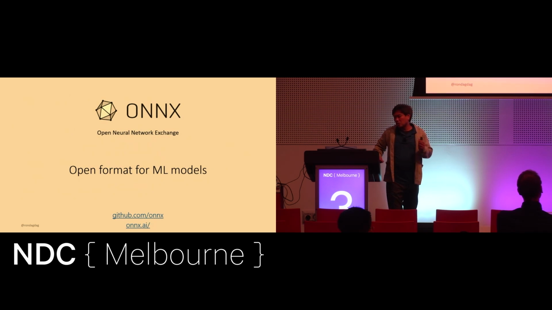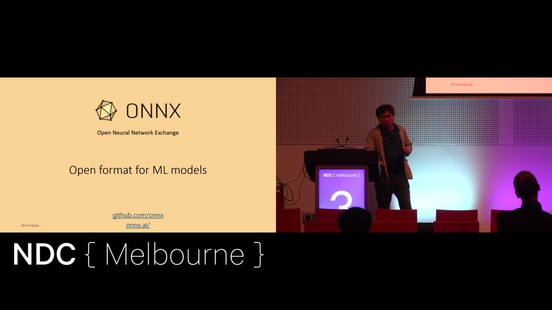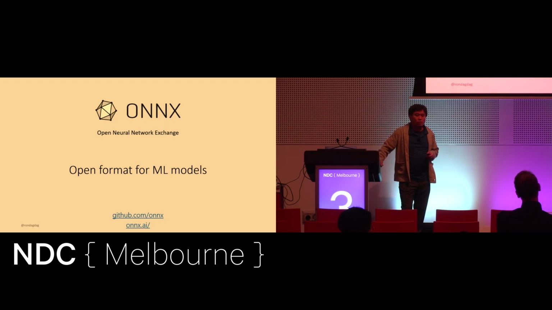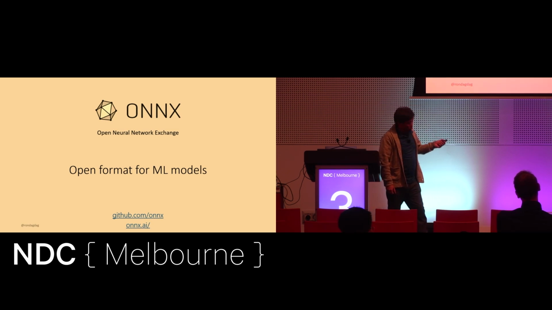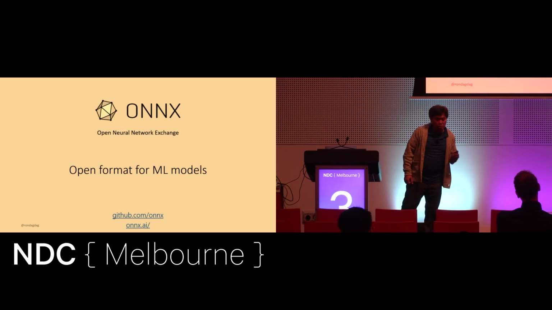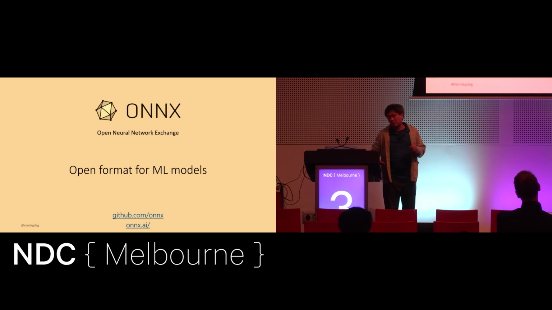So ONNX is Open Neural Network Exchange. It's an open format for machine learning models. It is open source, it's on GitHub, github.com/ONNX. And the best place to learn about these is going through ONNX.ai.